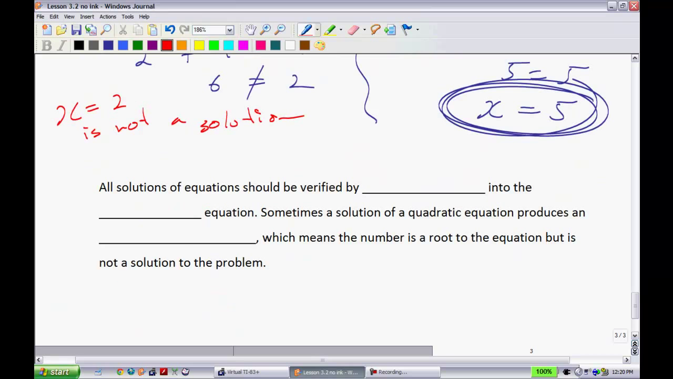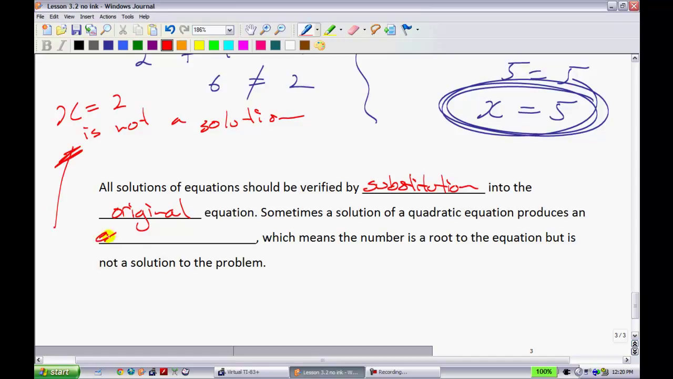Right? Alright, to conclude this lesson, what we can say is that all solutions of equations should be verified by substitution. That's what we just did. Now, I know people always think that I'm just doing a check for the sake of it. If you don't do a check here, you're going to get in trouble. So we're going to make sure we use substitution into always the original equations, not any new equation that you may have manipulated.